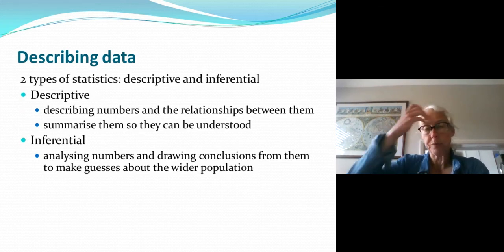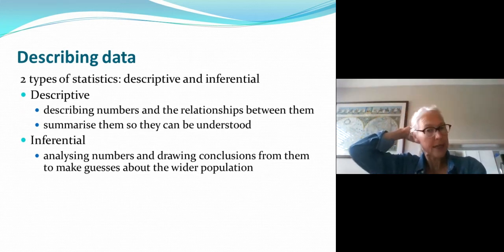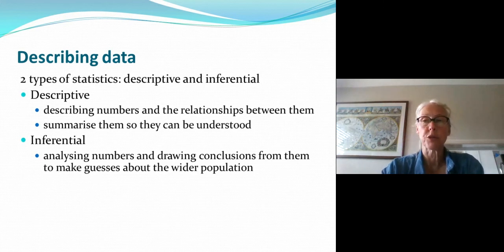So first of all, I want to talk about describing data. Now, describing data is very important, and you will need to do this with your quantitative data in your dissertations. So basically, we can divide statistics into two types, descriptive and inferential. Now, the descriptive statistics basically just sort of trying to describe the numbers and the relationships between them. And we often want to do this at the start of our results sections, just to sort of set out some of the basic patterns in the data.